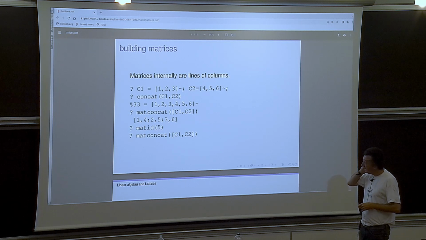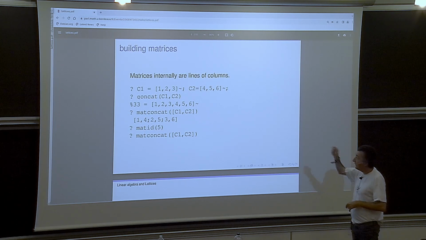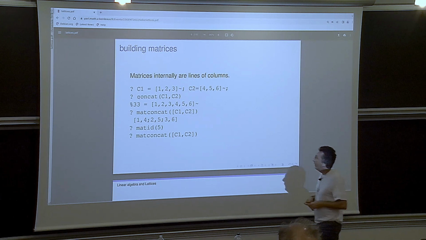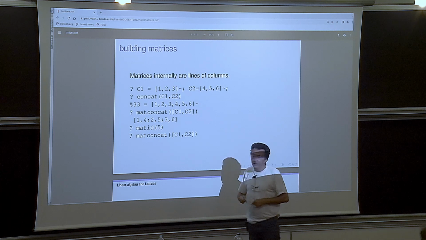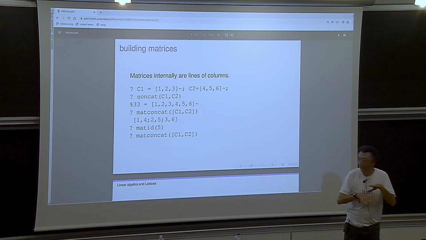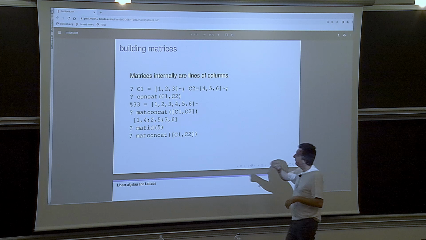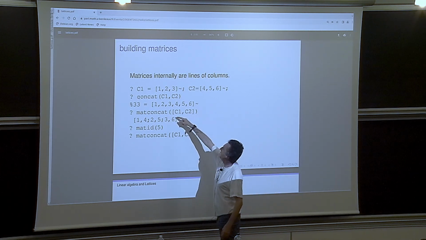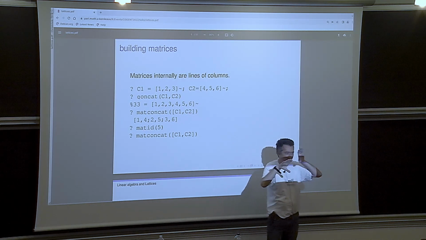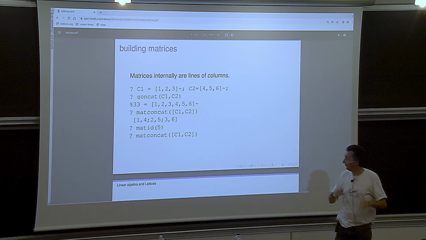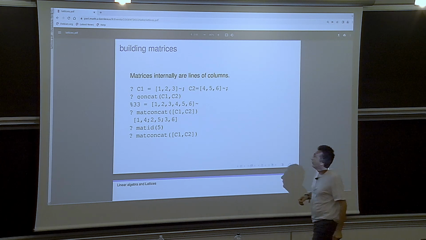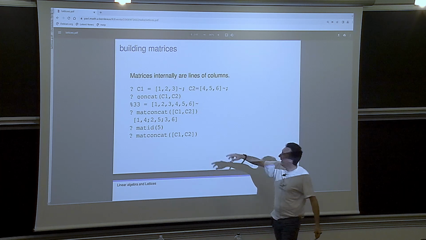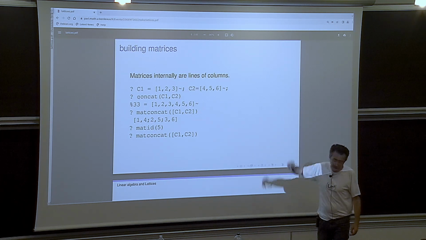So if you concat vectors, you get a longer vector, and you can also concat matrices. In 2 dimensions, you see, since this is a column and this is a vector, you get a matrix with two columns. So matid gives you the identity matrix, and matconcat, well, it's the same as above, so it's okay.